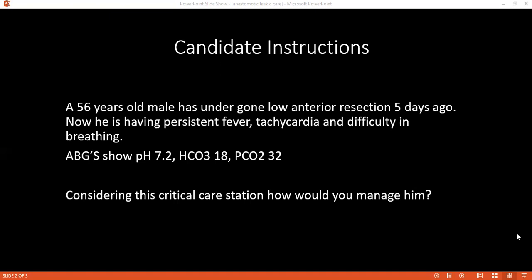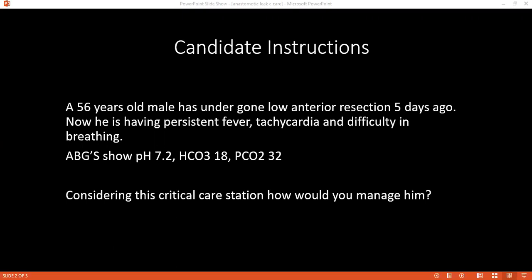Since you'll be managing, can you tell me what nutritional precautions would you take care of in this patient? Yes, ma'am. In this patient, we have 2 options: enteral and parenteral. If the patient can tolerate enteral feeding, then that would be better. Otherwise, the patient would be started on total parenteral nutrition.